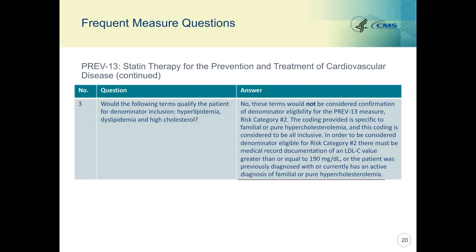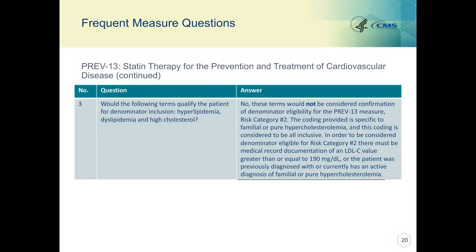And the third question for Prev 13: would the following terms qualify the patient for denominator inclusion: hyperlipidemia, dyslipidemia, and high cholesterol? The answer to this question is no, these terms would not be considered confirmation of denominator eligibility for the Prev 13 measure, risk category 2.